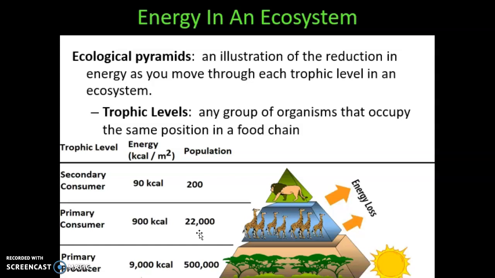And then by the time you get up to the top step of lions, we only have about 90 kilocalories of energy flowing upwards, which means that the lion population can only be about 200. The problem is that if the lion population got much bigger than 200, say 250, there wouldn't be enough energy for all those lions to survive, and they would starve to death.